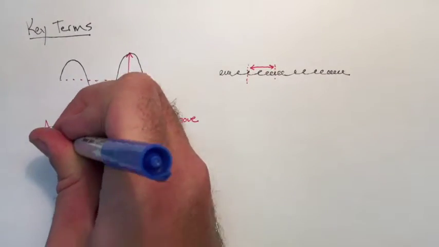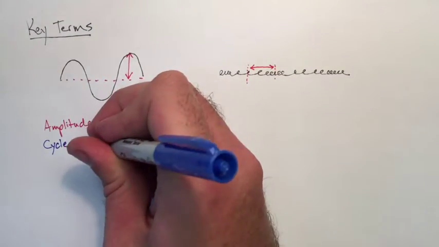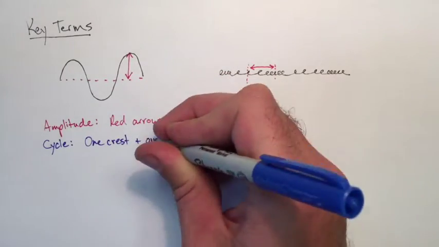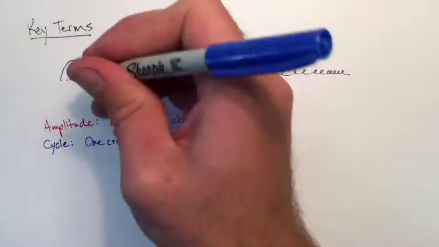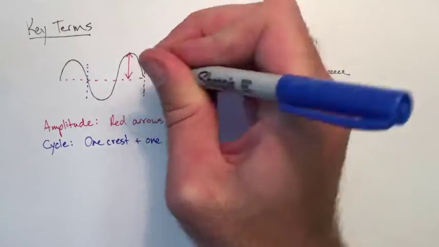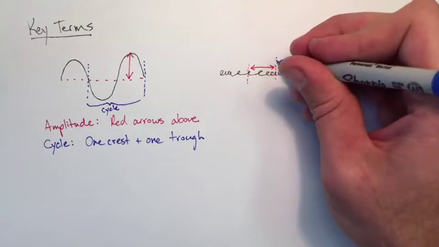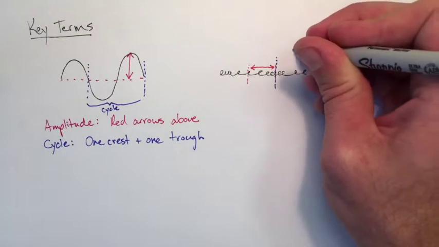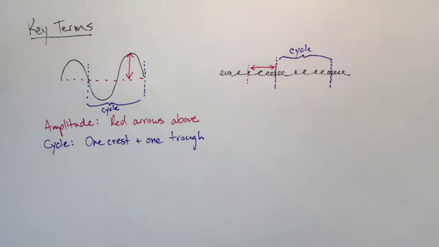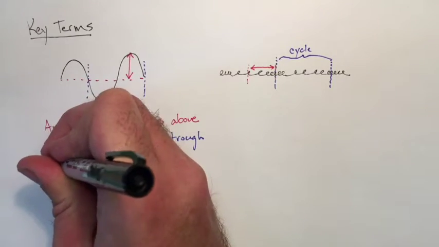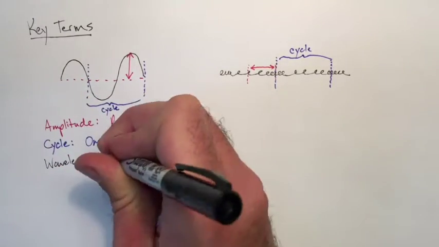The next thing that we're going to consider here, we're going to define a cycle. A cycle is just one crest and one trough, or one complete revolution of a wave. Here, we've defined a cycle. There includes a trough and a crest. And it's the same here on a longitudinal wave. We have a rarefaction with two half compressions within that cycle.